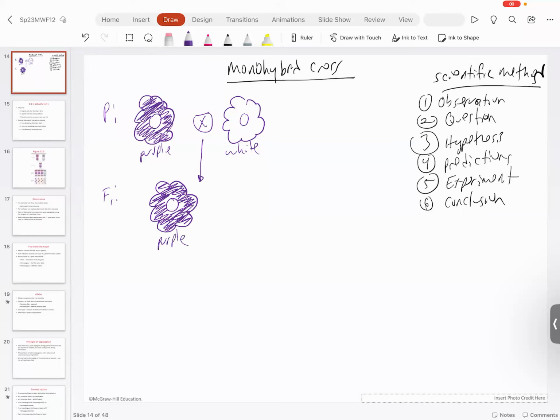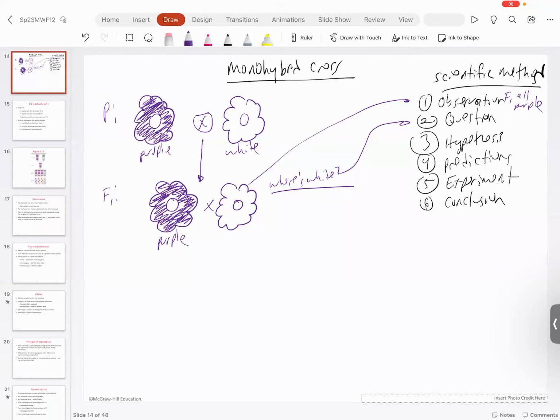So everything's purple, right? So what's his first observation? F1 is all purple. So this is the observation. What's his question? Why? It's always a good one. Yeah, what about white, right? So the basic question is very simple: where's white? Right, so that is his question. His observation is that all of his F1s are purple.